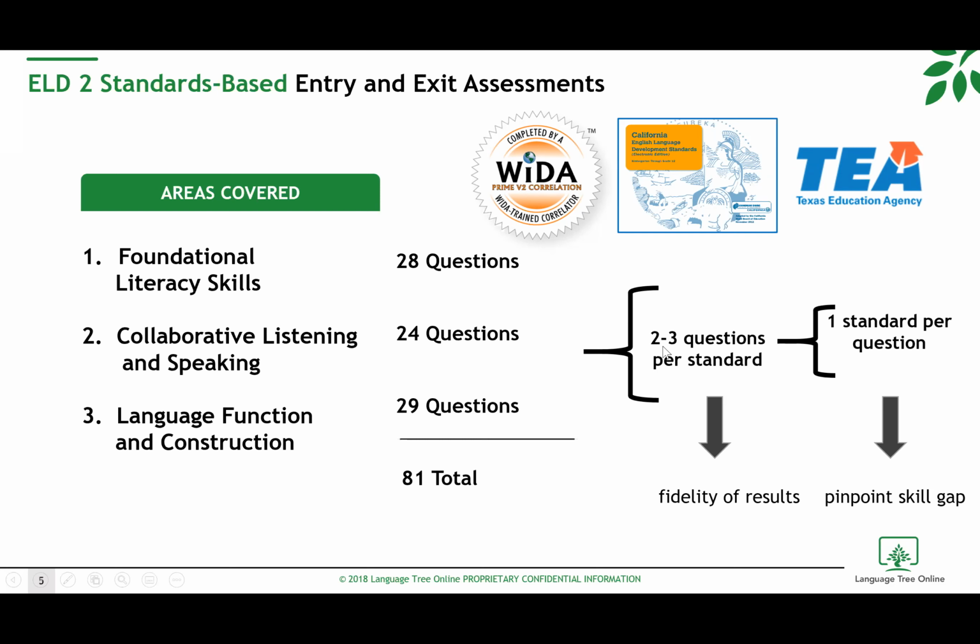In each one of these bucket areas, we have approximately 25 questions. You can see foundational, we have 28, collaborative listening and speaking 24, and language function and construction 29. So in total, there are 81 assessment questions, which is a very thorough assessment, but by no means do we recommend a student sit down and do an 81-question assessment. Because it's online, they can go at their own pace, and wherever they leave off, go back in and pick up where they left off.